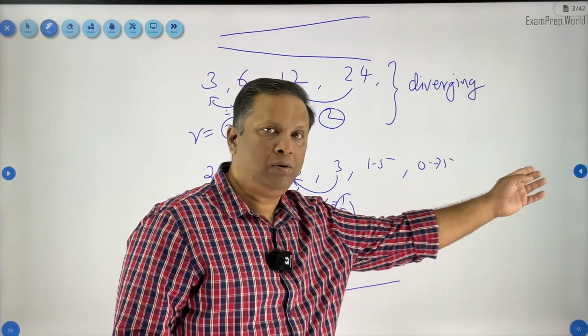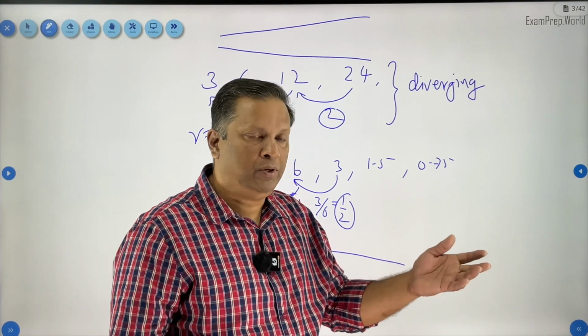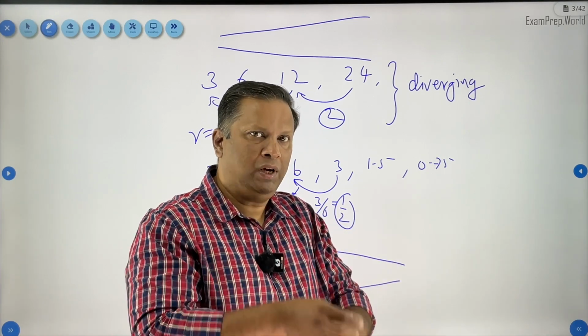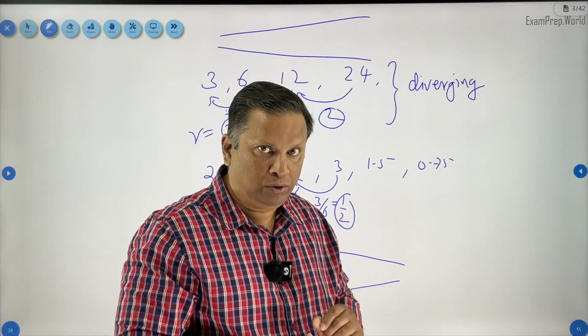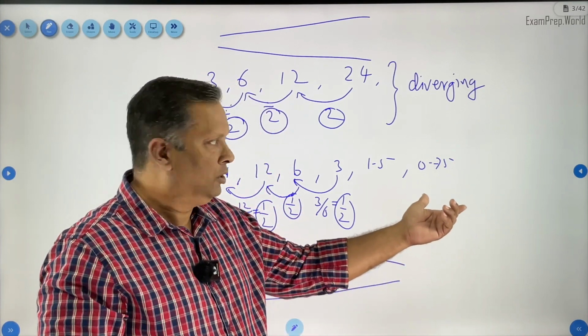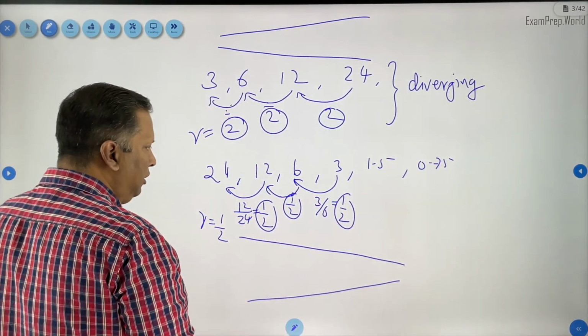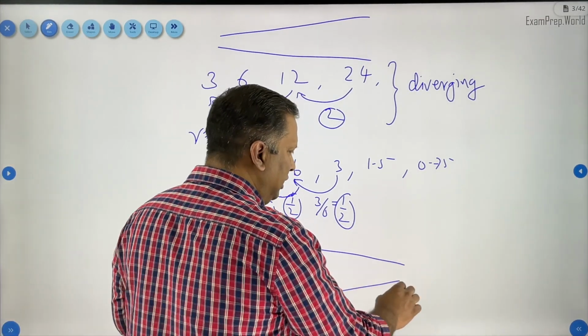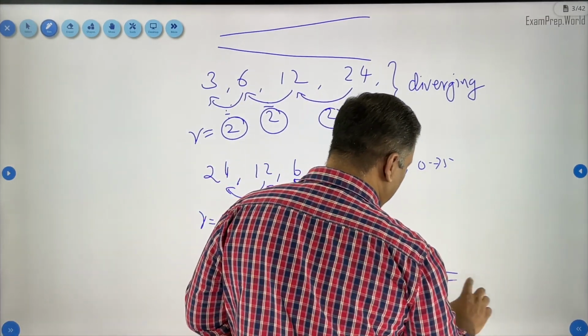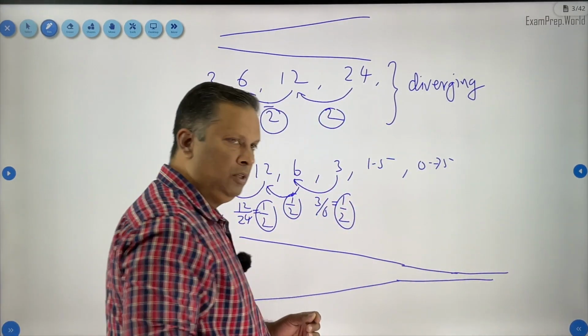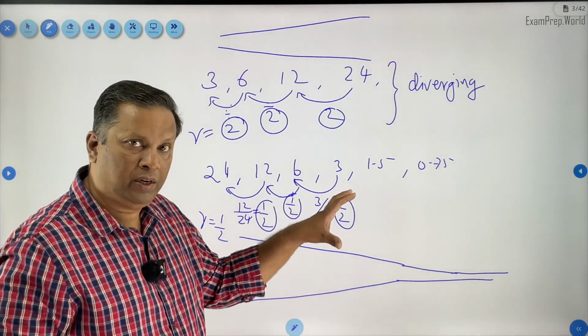Will it ever become 0? It will never, because whatever you do, you divide by 2, you will get a small number. It will be very close to 0. The limit of this is 0 because it is approaching 0, but it will never reach 0, right? But still, at the end, it is very, very close to 0. So this kind of series is called a converging series.